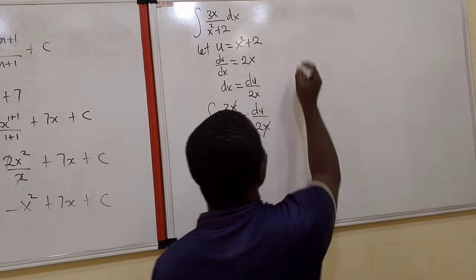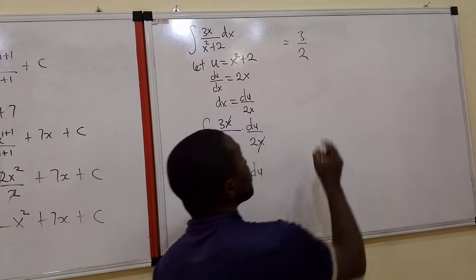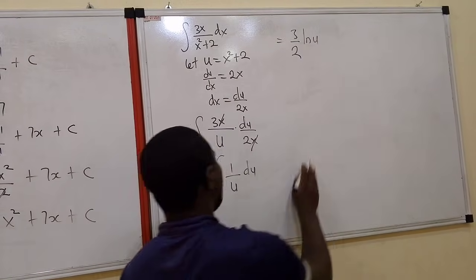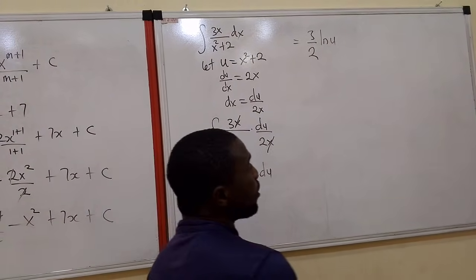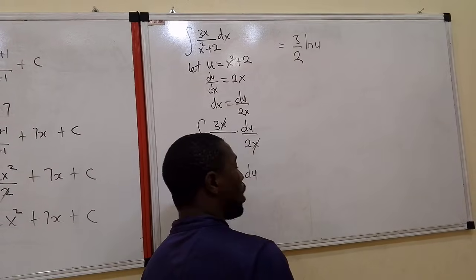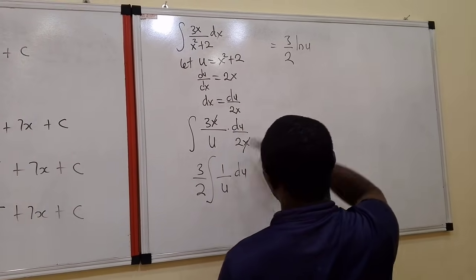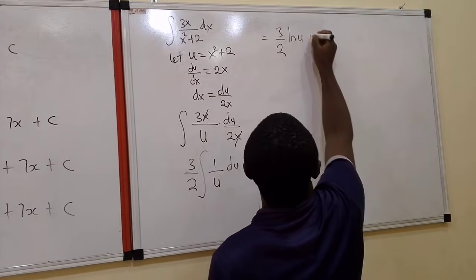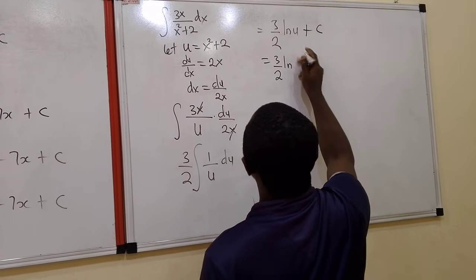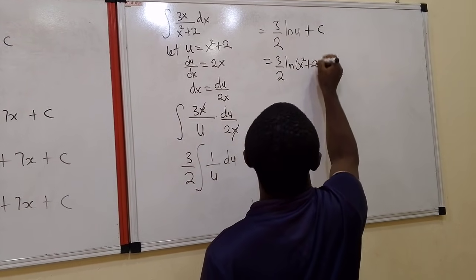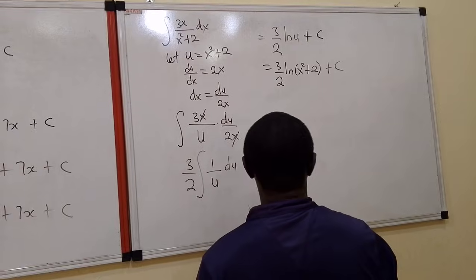This will now result in 3 over 2 times the integral of 1 over u. If you integrate 1 over u, you have what? ln u. Remember, if you differentiate the natural log of u, you have 1 over u. So if you integrate 1 over u, you have ln u plus c. So my final answer will be 3 over 2 ln of, what's my u? u is x squared plus 2, plus c. This is my final answer.